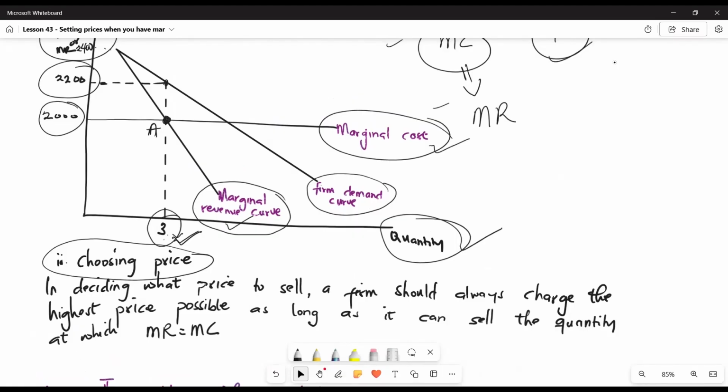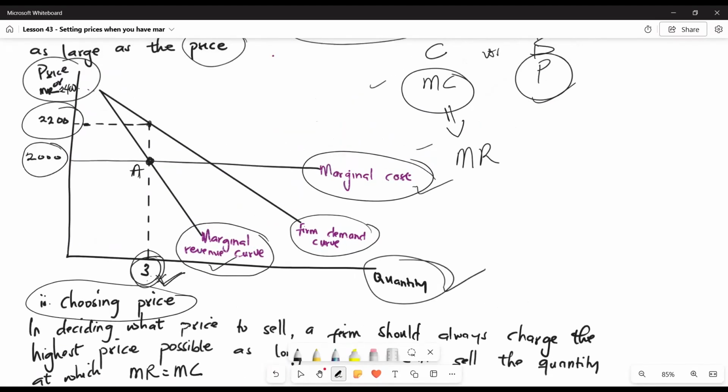I have to point out that in looking at the price that you need to charge, a lot of people might simply look at the marginal revenue curve. So it's easy to just say that this is the quantity, let's trace it to the marginal revenue curve, and this will be the price that the firm will charge.